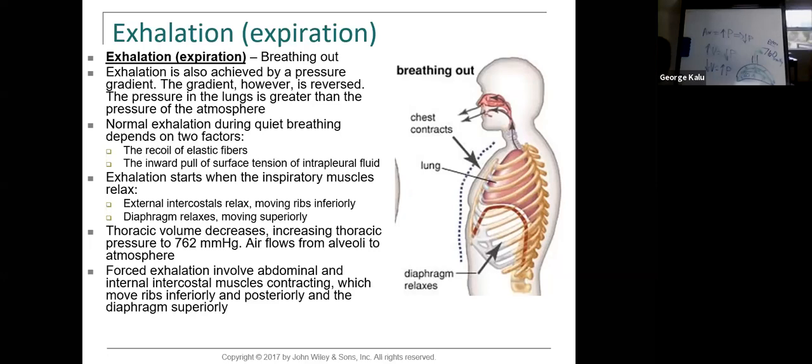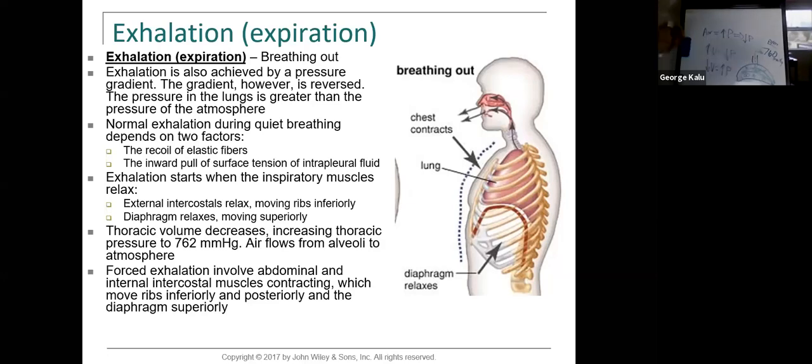So instead of having those external intercostal muscles and the diaphragm contracting, they're going to be relaxing. They're going to shrink the thoracic cavity, which increases the pressure, allowing you to exhale. Okay. Any questions here? Okay. So again, same process. And again, remember that expiration, or the movement of air, can only happen when the pressure changes. Okay? And the pressure can only change when the volume changes.